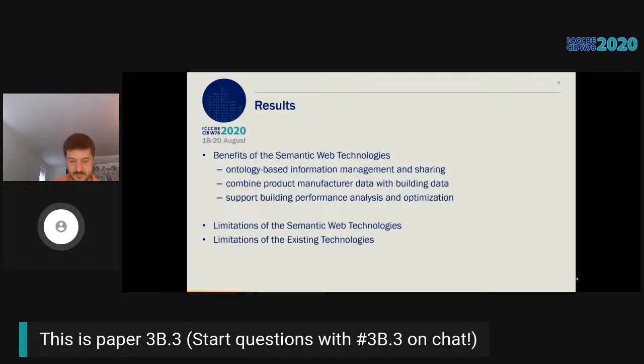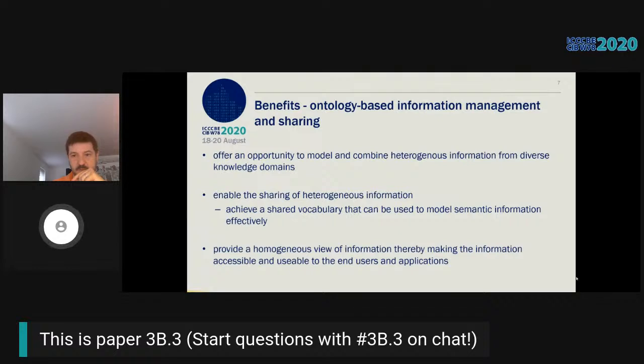The results of the review are organized in 3 sections: benefits of the semantic web technologies, which included 3 use cases that are relevant to this research project, limitations of the semantic web technologies, and limitations of the existing technology. And under the benefits, there are 3 use cases that we identified. The first one is ontology-based information management and sharing, which offers an opportunity to model and combine heterogeneous information using a shared vocabulary that enables a homogeneous view of information, making the information accessible and usable to the end users.